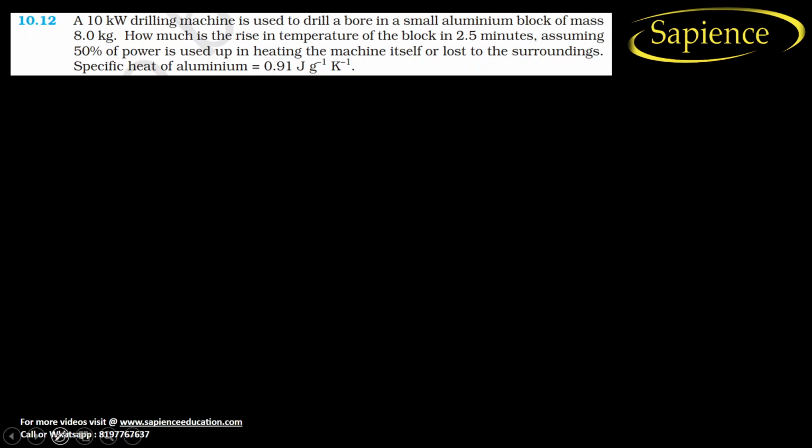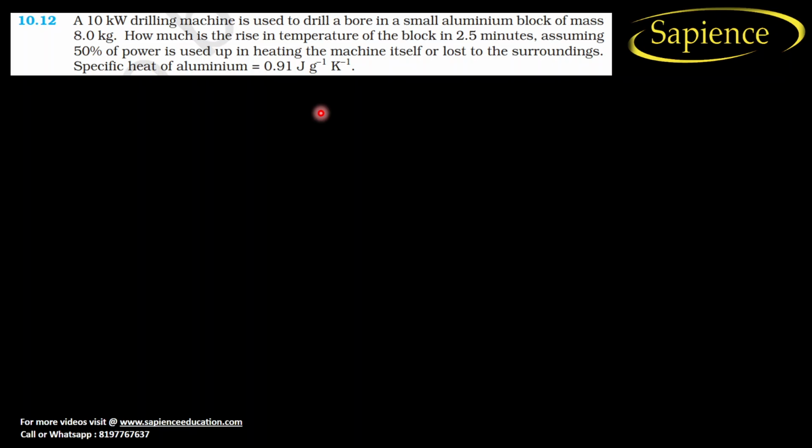Now let us do question number 10.12. A 10 kilowatt drilling machine is used to drill a bore in a small aluminum block of mass 8 kg. How much is the rise in the temperature of the block in 2.5 minutes, assuming 50% of power is used up in heating the machine itself or lost to the surroundings? Specific heat of aluminum is 0.91 joule per gram per Kelvin.